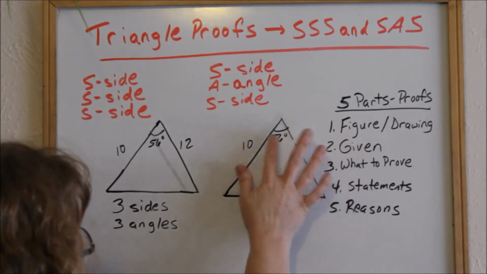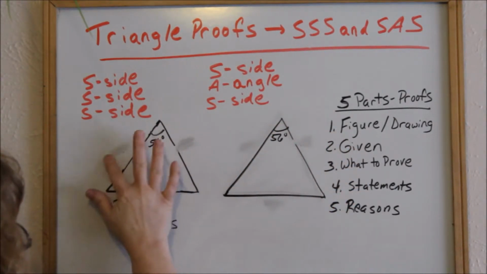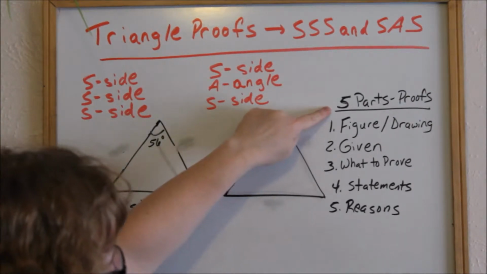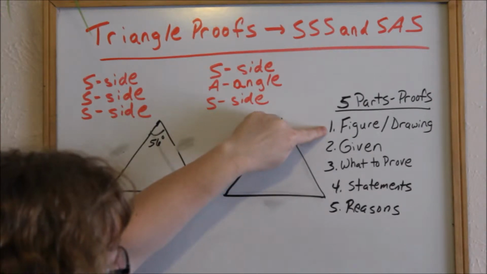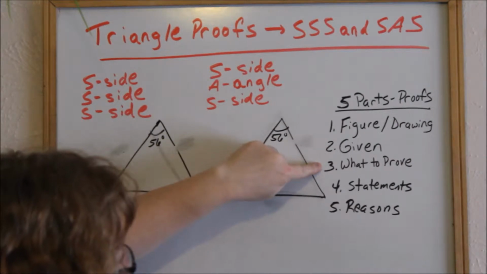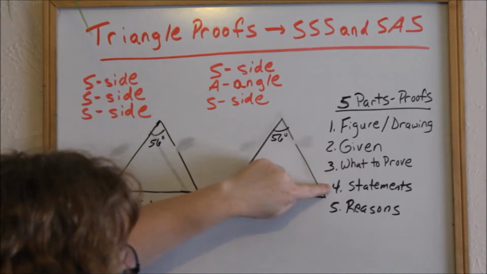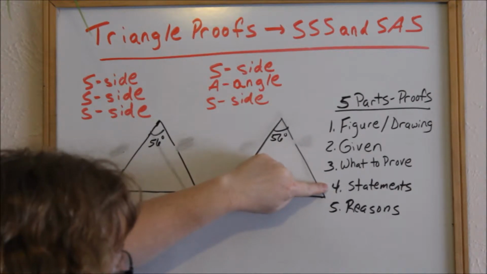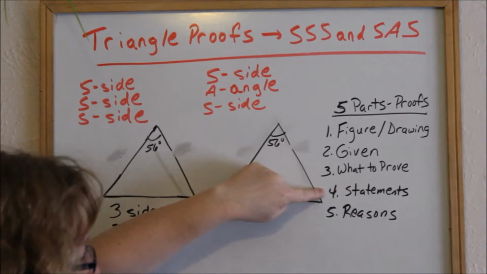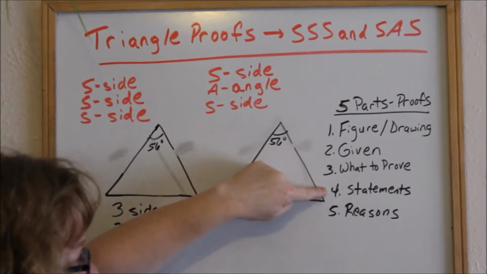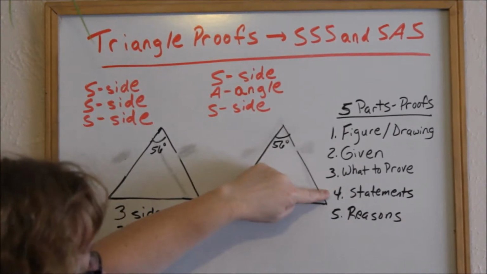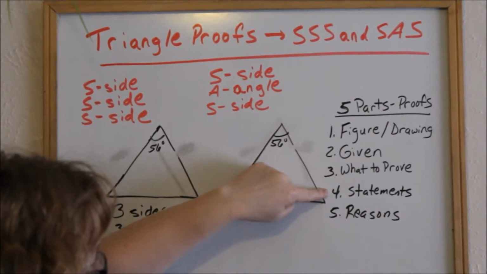Okay, when we're dealing with proofs, there are 5 parts to every proof. The 5 parts are, you're going to have a figure or drawing, you will have a given statement, you will be told what you need to prove, then after these 3 things, you will make statements that you are entering into evidence, just as you're going to court. When you go to court to prove someone is guilty or not guilty, you have to enter evidence into the system. So our statements, we will be entering evidence in to prove the triangles congruent.